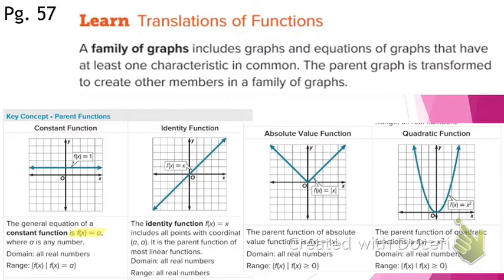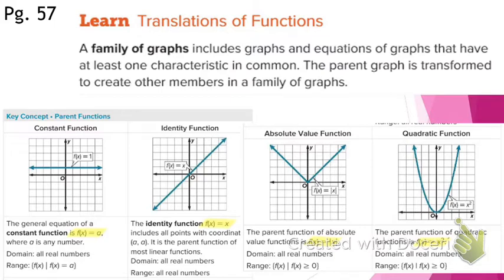The second one is called your identity function, and this equation would just be y equals x. The third graph is what we talked about on Friday. It's an absolute value function, and that would be y equals the absolute value of x. And the fourth function is a parabola, and that's y equals x squared.